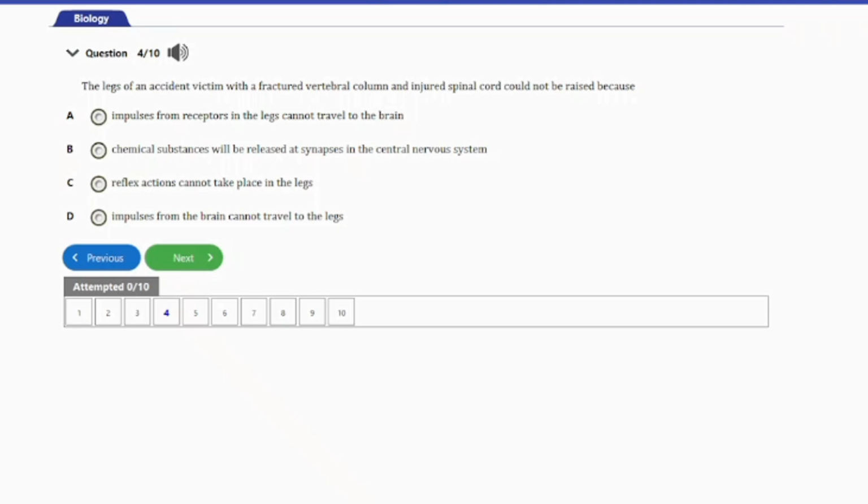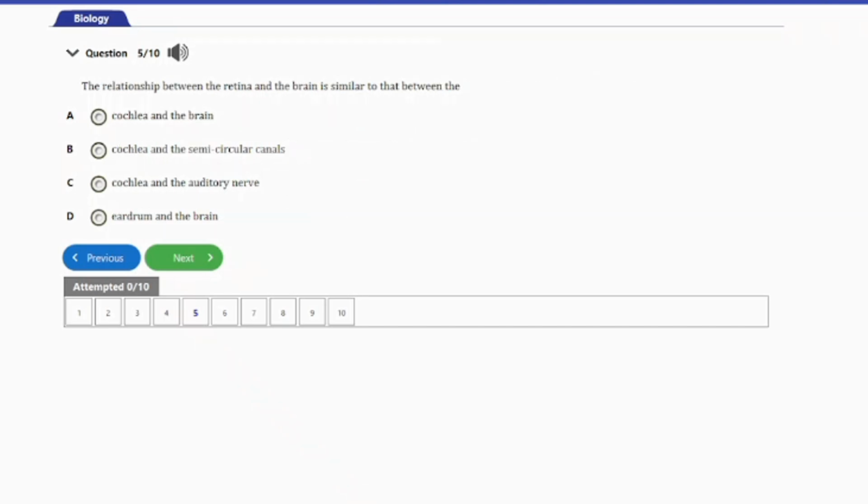If an accident victim has a fractured vertebral column, that's where you have your spinal cord, and from the question, the victim's spinal cord got injured. So impulses from the brain cannot travel down to the legs due to this, and that's the reason the victim cannot use his or her leg. So that's the answer to this question, option D. The impulses from the brain cannot travel down to the legs. Let's consider the next question.